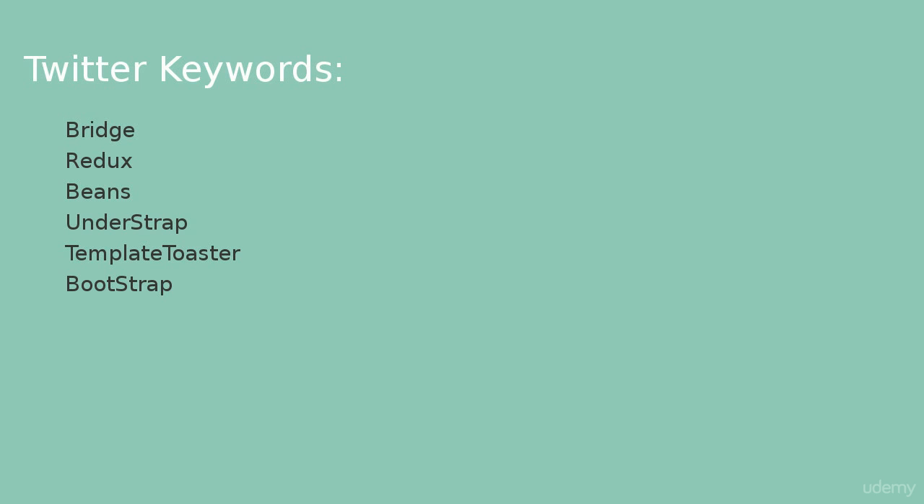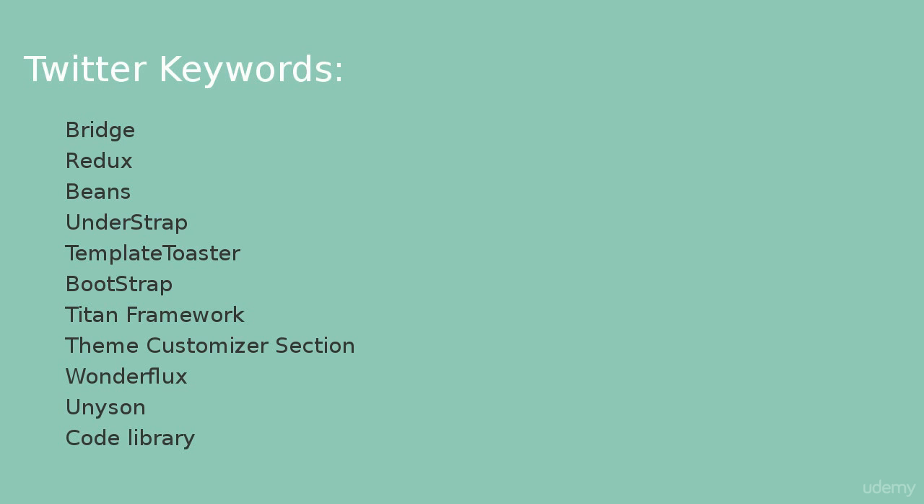What's more, Twitter is always changing. It's updated very frequently. In fact, a couple of days ago when I was preparing notes for this webinar, I had to look at some of the other tweets that were on at that time and I found different keywords. I found Titan Framework, Theme Customizer section, Wonderflux, Unison, Code Library, and Drop-In. So Twitter is a great asset when it comes to marketing and SEO, and we'll be covering it in a lot more depth in the future.